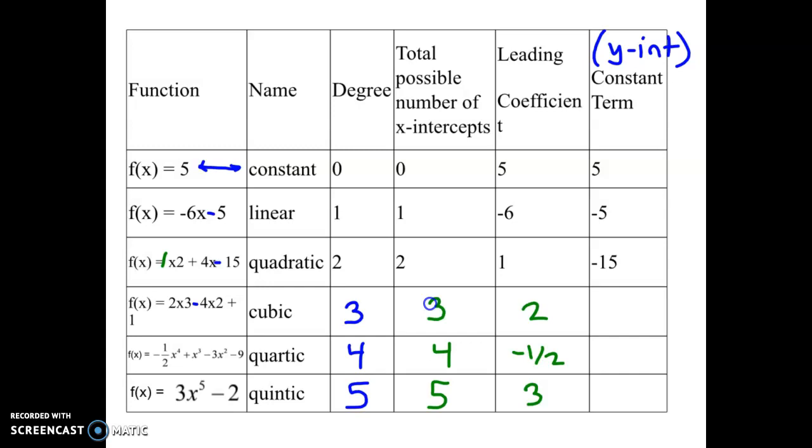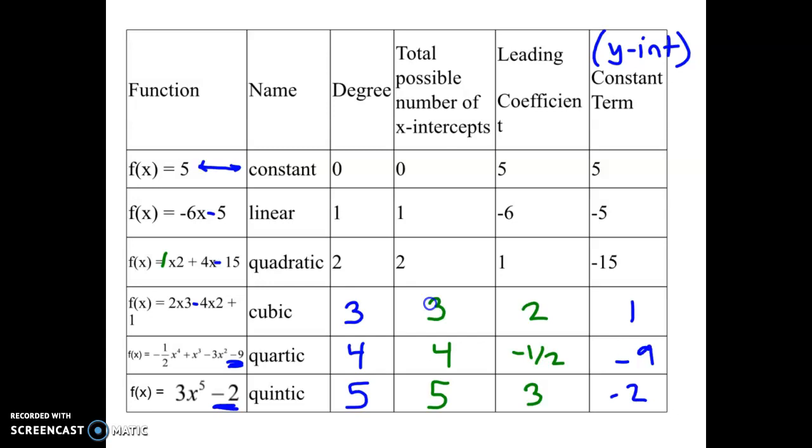So let's take a look at our constants. Again, here it's 5, negative 15. If I go to my next one, the term without the x is just a positive 1. Here the term without the x is a negative 9, and here the term without the x is a negative 2.